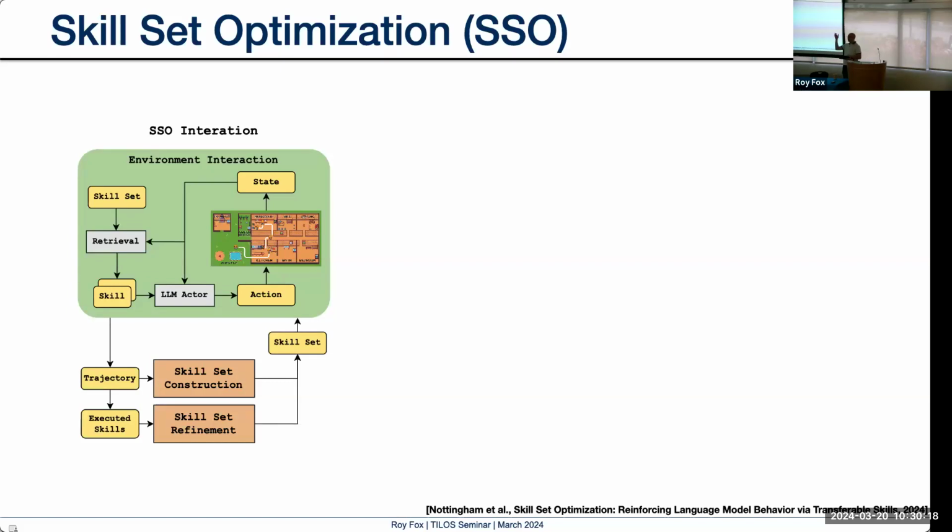After we do this for a while, so maybe we perform the task a bunch of times, we collect those trajectories. Now we take those trajectories and we can do skill set construction. I'm going to say what it is in a bit. And then afterwards, we can also look at what skills we actually executed and do some refinement of the skill set. So let's see what these are.